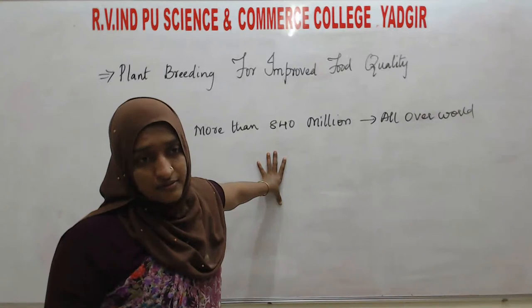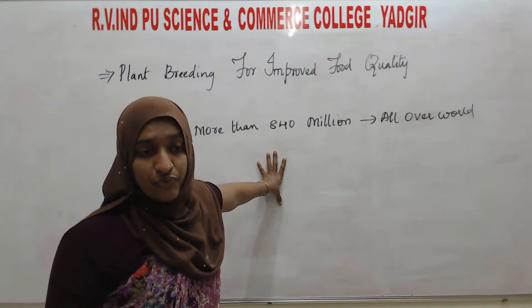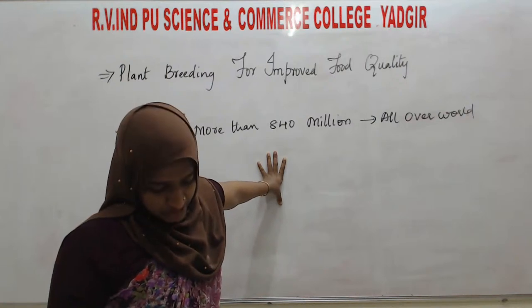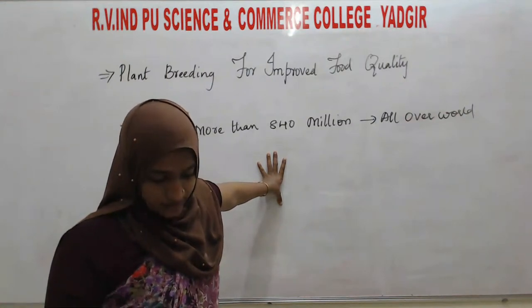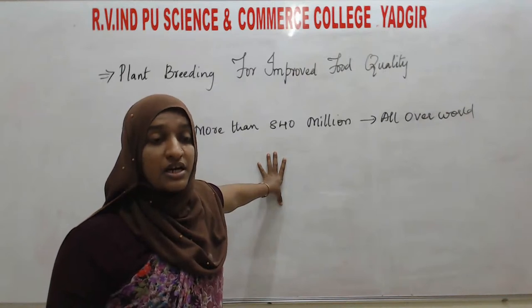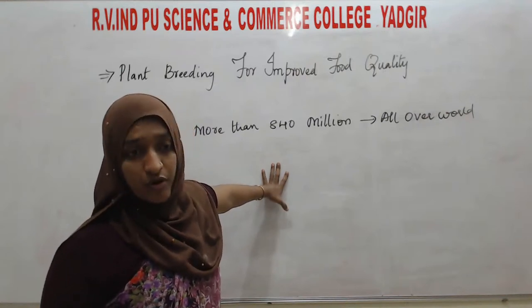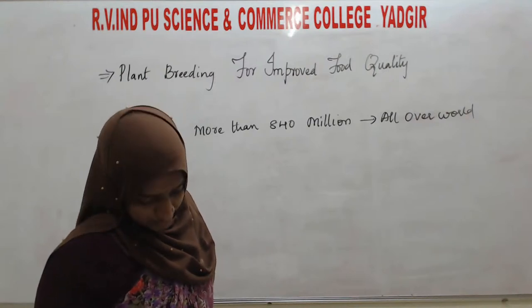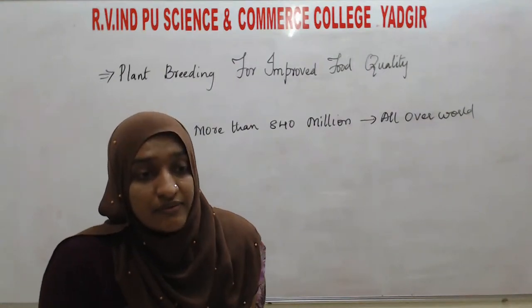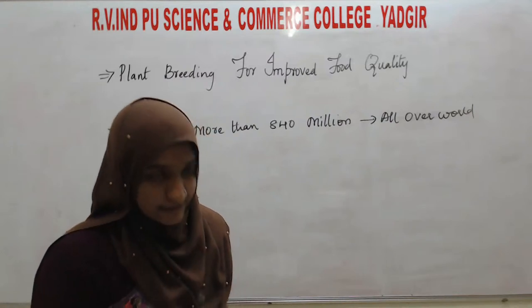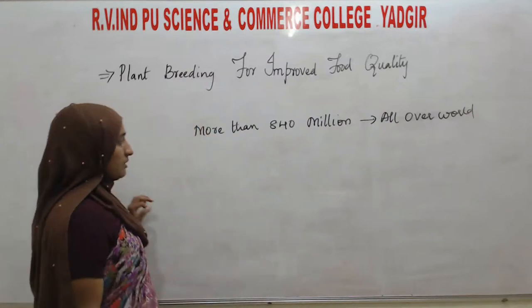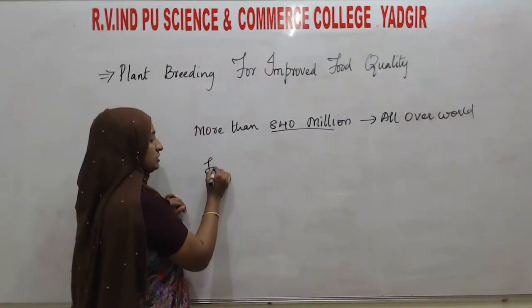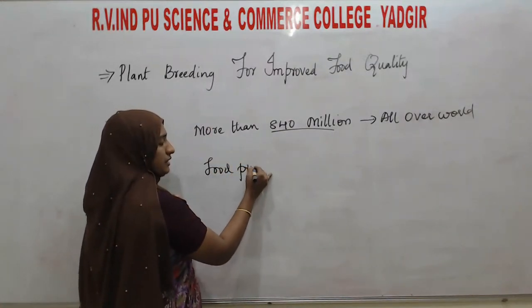To meet the nutritive value, the food is not sufficient for this much of population. The daily requirement is not sufficient. More than 3 billion people are suffering from deficiency of nutrients. Around this much is the population, and whatever the food production is there, in that particular food.